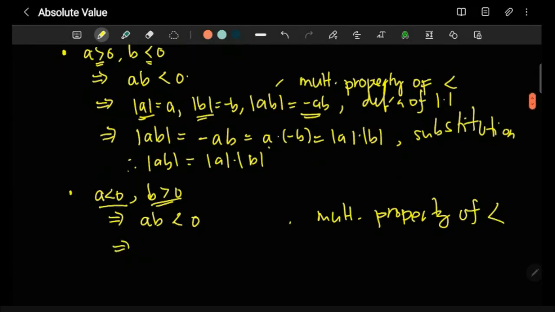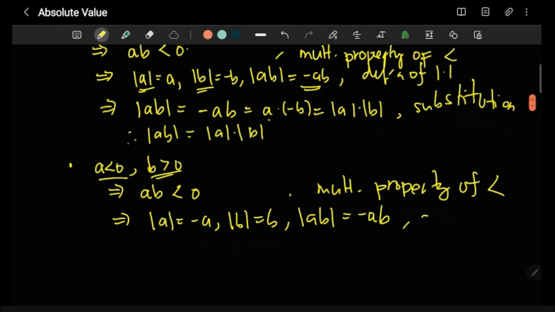So we can now evaluate the absolute value. The absolute value of A is negative A since A is negative. The absolute value of B is B. And the absolute value of AB, since AB is negative, will be negative AB. Again, that's the definition of the absolute value.